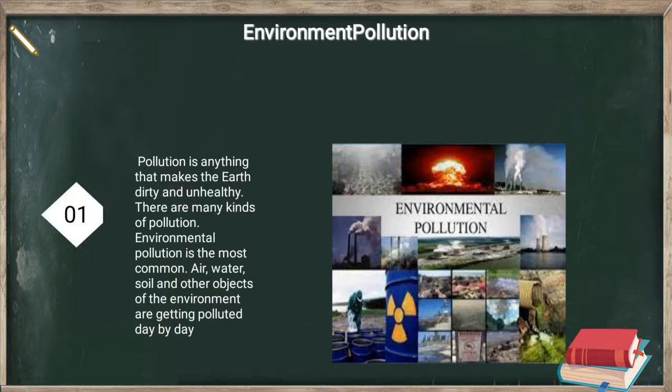Environmental pollution. All animals and plants adjust themselves to the environment in which they are born and live. Any change in their environment may cause discomfort and affect their normal lives. Any unfavorable change in the environment that brings discomfort is known as environmental pollution. Environmental pollution occurs when any form of impurity is introduced into a clean source. Pollution is anything that makes the earth dirty and unhealthy. There are many kinds of pollution. Environmental pollution is the most common. Air, water, soil, and other objects of the environment are getting polluted day by day.